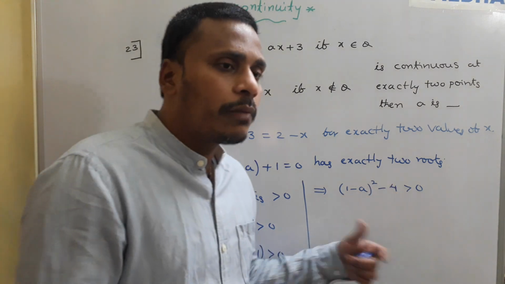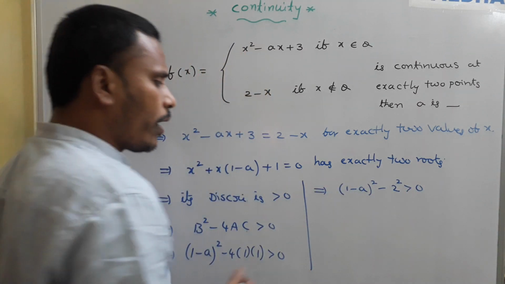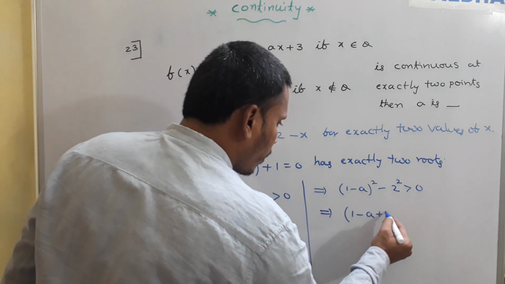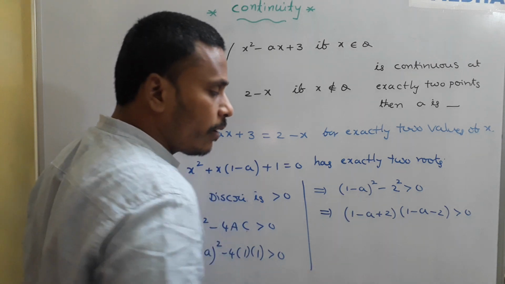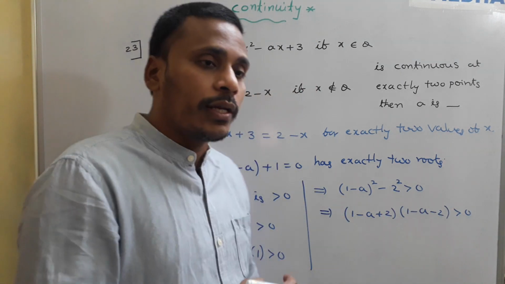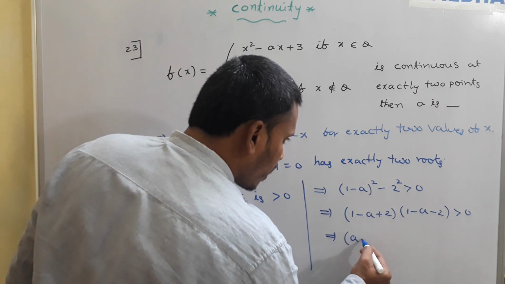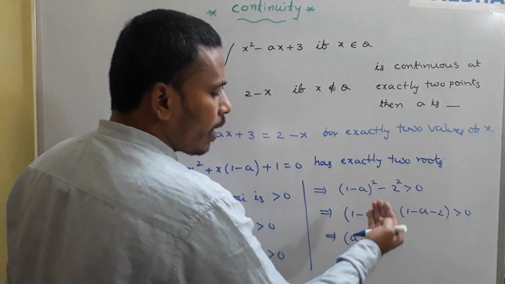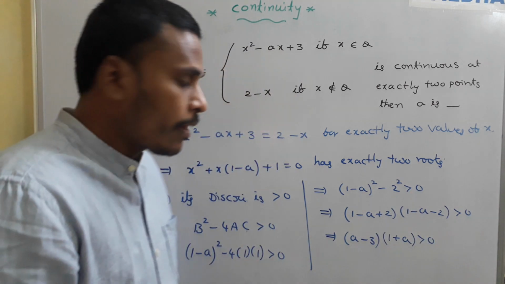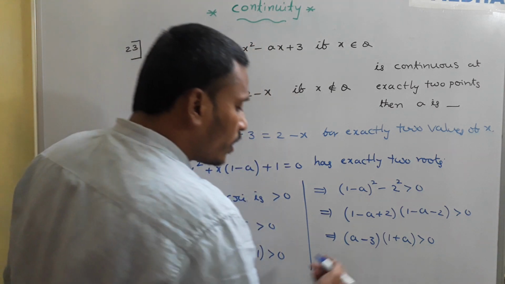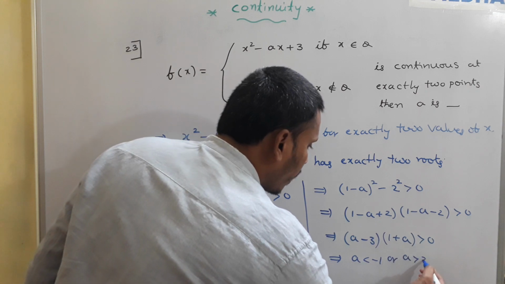That's our task now. See, 4 can be written as 2 square. So just rewrite this 4 as 2 square, and then use the a square minus b square formula. So 1 minus a plus 2 into 1 minus a minus 2 is greater than 0. See, this is 3 minus a, and this is 1 minus 2, that is minus 1 minus a. When you collect the minus sign from these terms, 3 minus a becomes a minus 3, and minus 1 minus a becomes 1 plus a, and this is greater than 0. Finally, a minus 3 into 1 plus a is greater than 0, that in turn represents that the values of a are on either side of the roots. So a is either less than minus 1 or greater than 3.